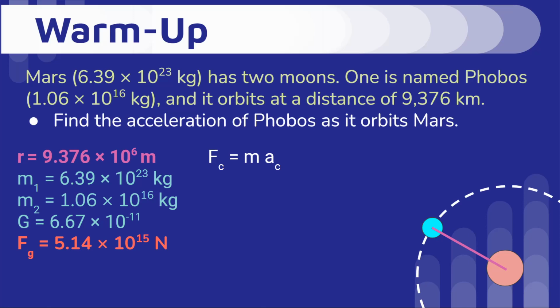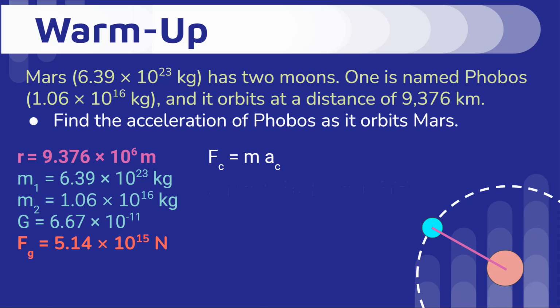Which mass do I need to use to solve this problem? Phobos' mass, because it says to find the acceleration of Phobos. So please don't use Mars's mass. That would give you Mars's acceleration. Okay, you want the acceleration of Phobos.